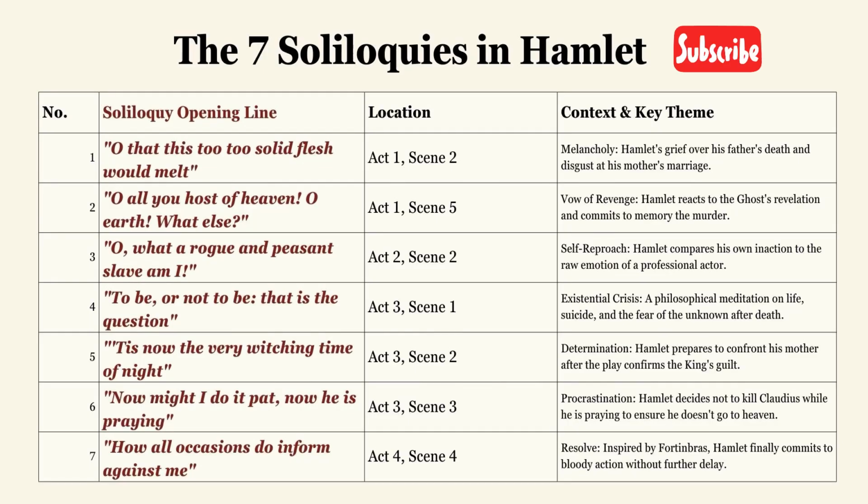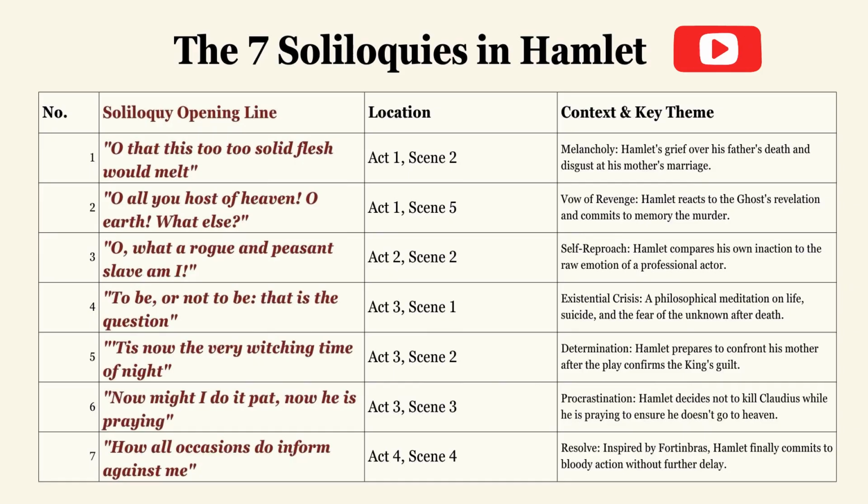Now, coming to the soliloquies. A soliloquy is when a character speaks their inner thoughts aloud to the audience. In Hamlet, these speeches track the prince's psychological journey. The first soliloquy, "Oh, that this too solid flesh would melt," appears in Act 1, Scene 2, where Hamlet is in deep melancholy. He is disgusted by his mother's hasty remarriage and feels that the world is an unweeded garden.